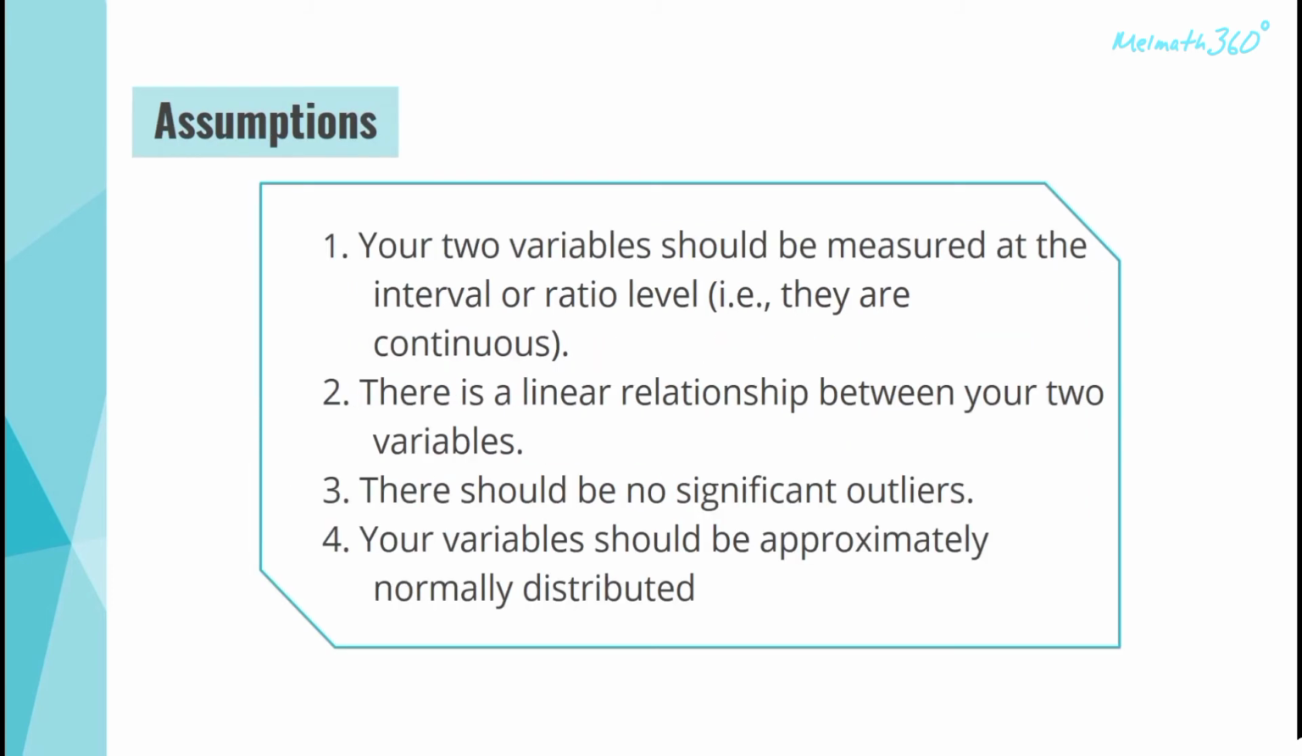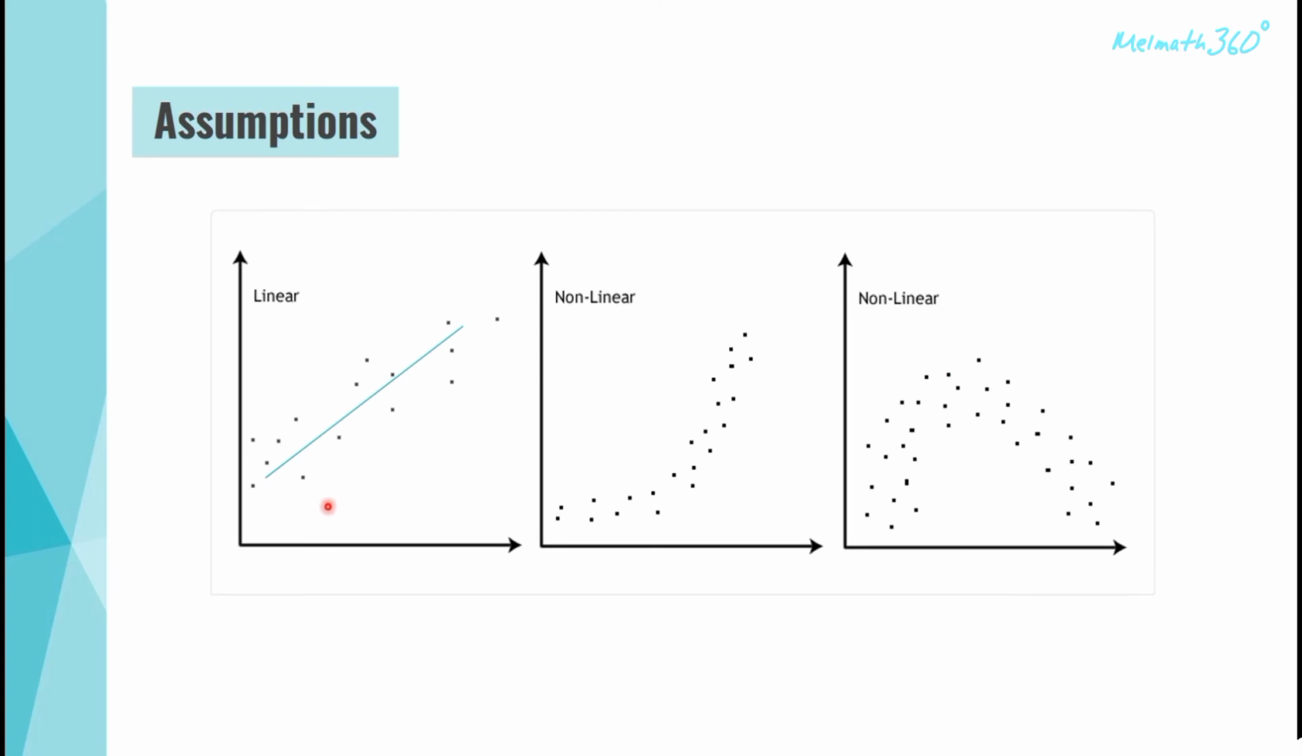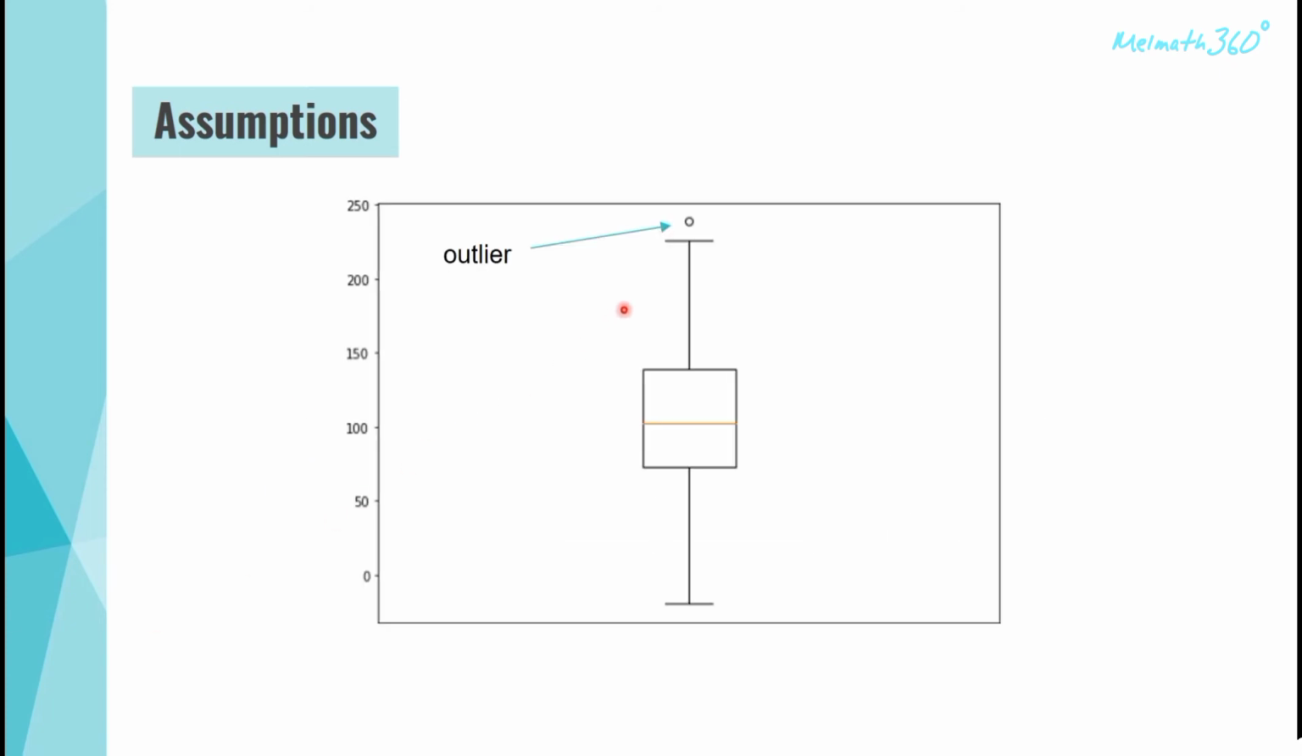What are the assumptions? 1. Your two variables should be measured at the interval or ratio level. Our variables are age and level of mathematics achievement, so they are continuous. 2. There is a linear relationship between your two variables. If you draw a scatter plot and you put variable 1 in the x-axis and variable 2 in the y-axis, if the pattern is a straight line, there is a linear relationship between the two variables. Third assumption, there should be no significant outliers.